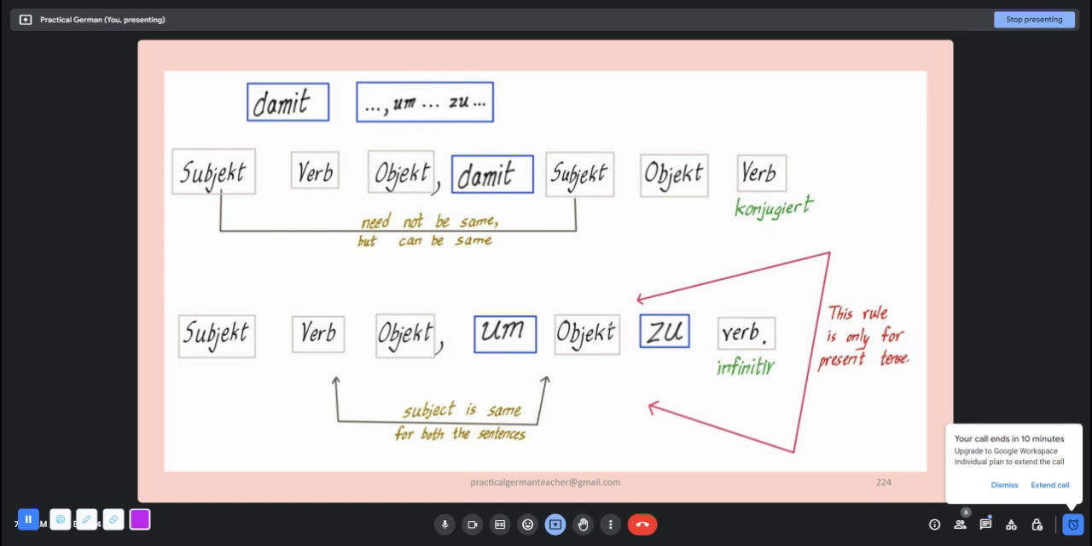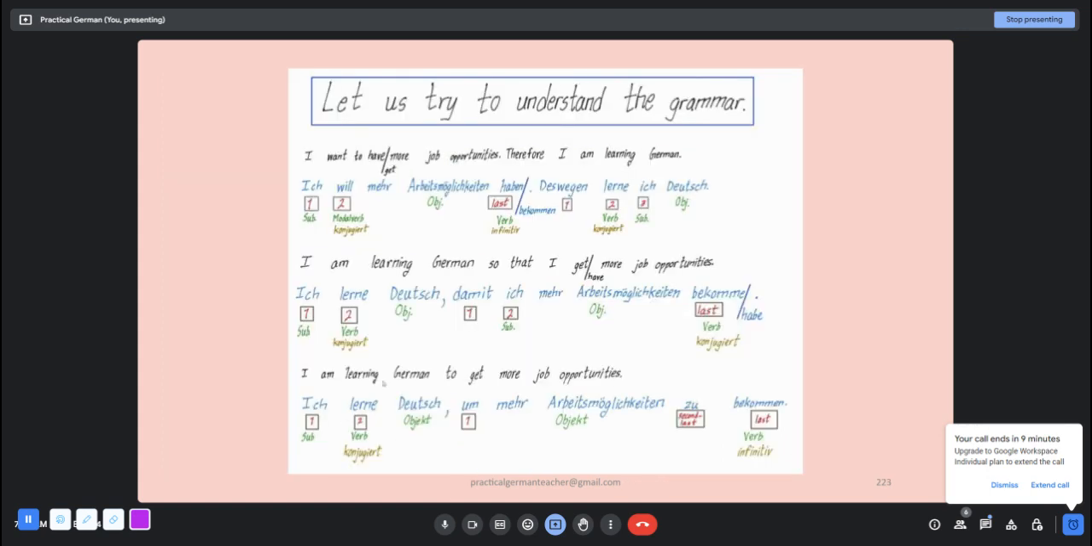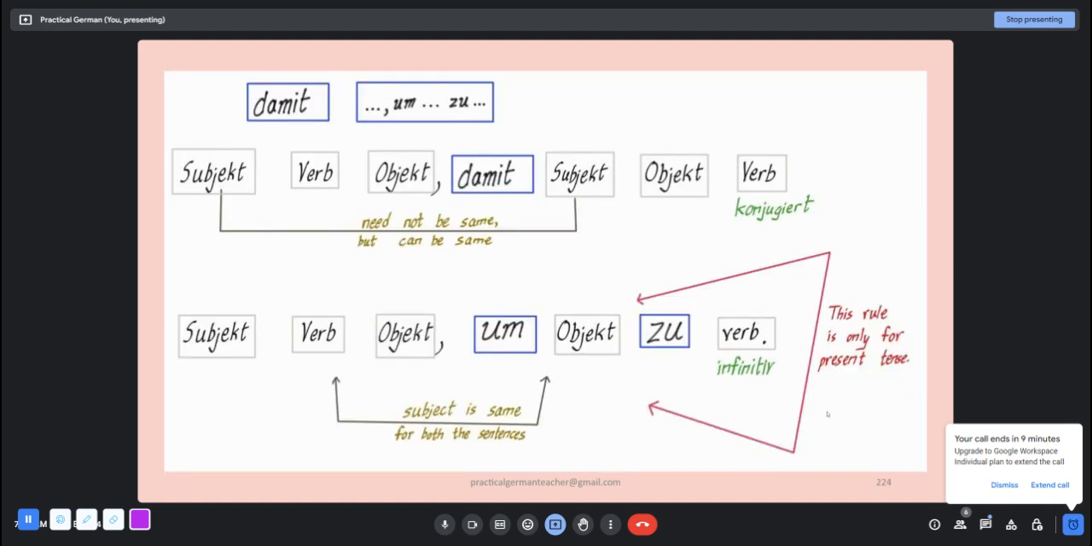There are a few more things. When I say it's a rule only for present tense, it's because if you want to say something in past tense, let's say, I learned German to get more job opportunities, it's a little bit difficult. It changes a little bit in past tense, but it's only for present tense for now.